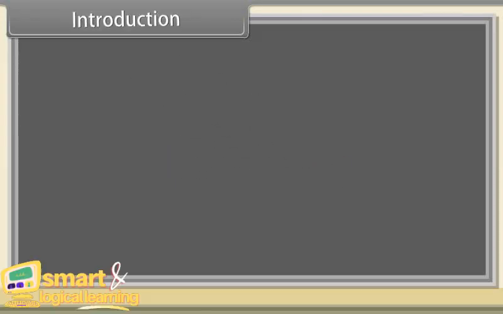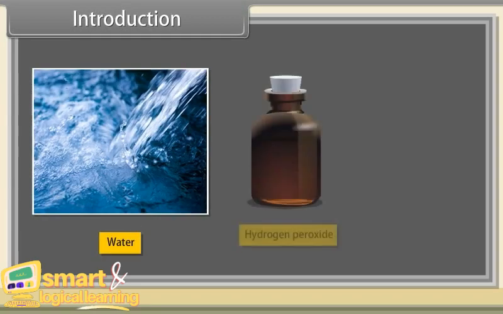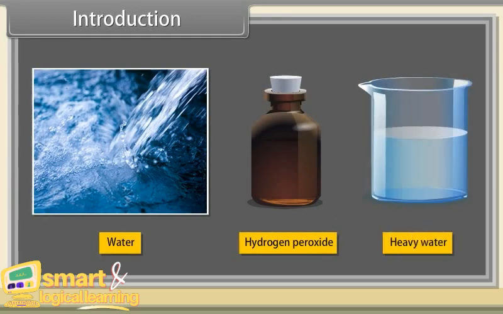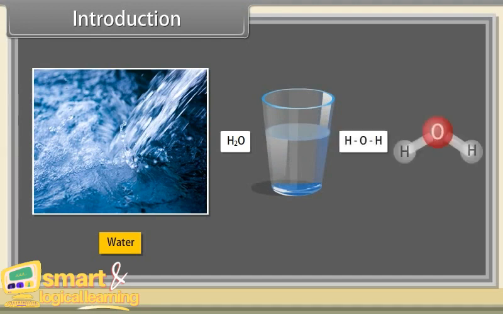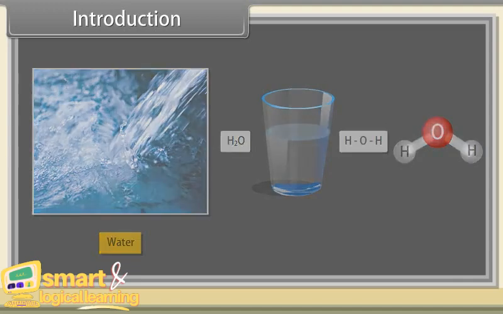Introduction. Hey kids, today we will learn water, hydrogen peroxide and heavy water. Water is a chemical substance and its chemical formula is H2O. It is a colorless and transparent liquid. It contains one oxygen atom and two hydrogen atoms.